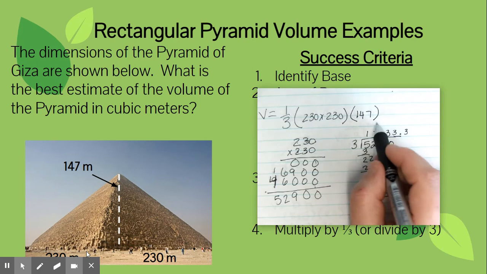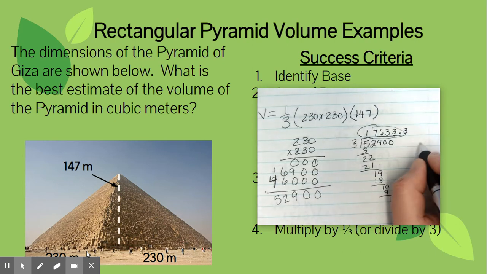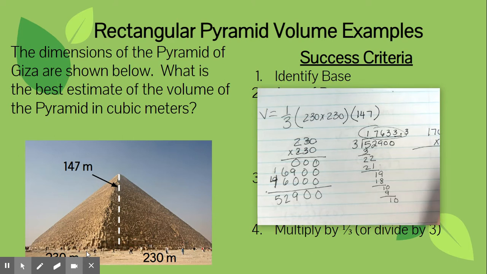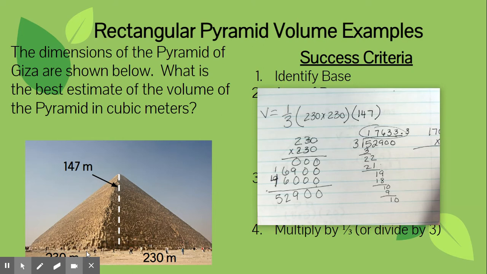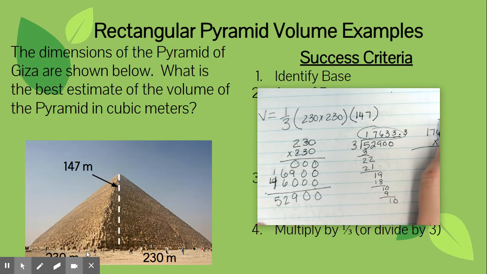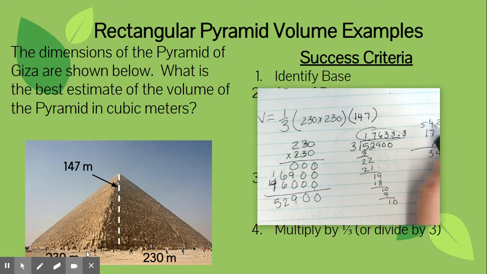So then I'm going to multiply this by 147. 17,633 times 147. 7 times 3 is 21. 21 plus 2 is 23. 7 times 6 is 42 plus 2 is 44. 7 times 7 is 49 plus 4 is 53. 7 times 1 is 7 plus 5 is 12.